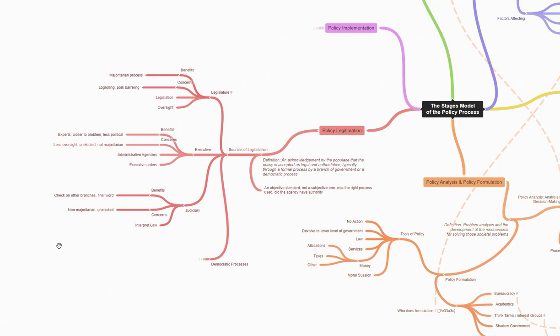And then lastly, we can legitimate a policy through some democratic process like a referenda or an initiative, the things you see on the ballot on election day. You pick your presidential candidate and your senator and your representative, and then there may be a list of these local or statewide initiatives, propositions, things that you would vote on. The benefits of that, it's purely democratic process, right? Majority gets to decide. Some of the concerns, though, is this idea of the tyranny of the majority.